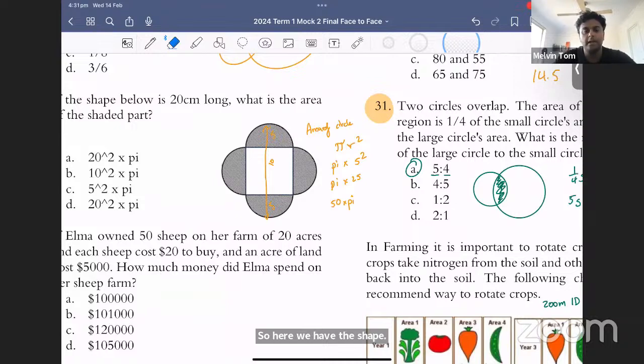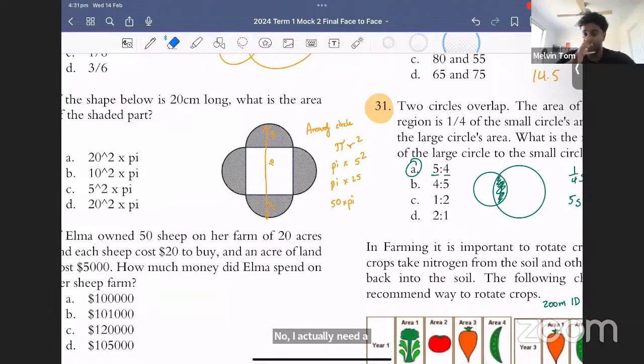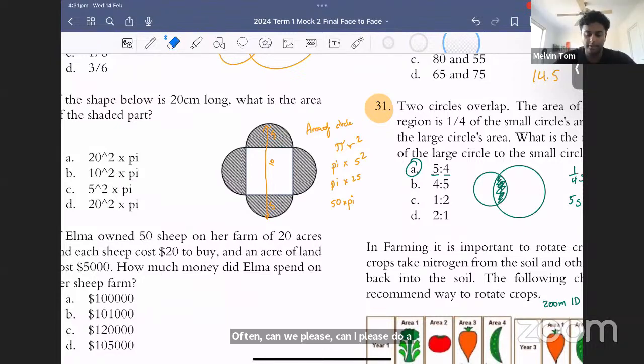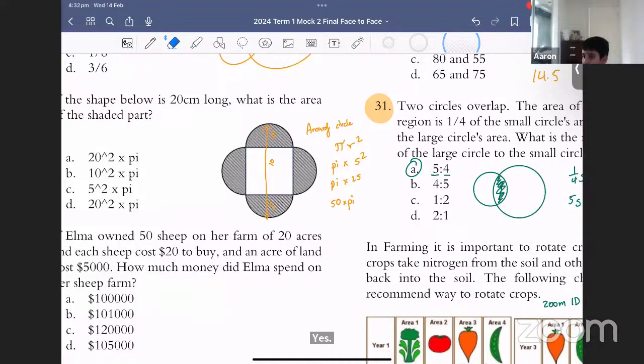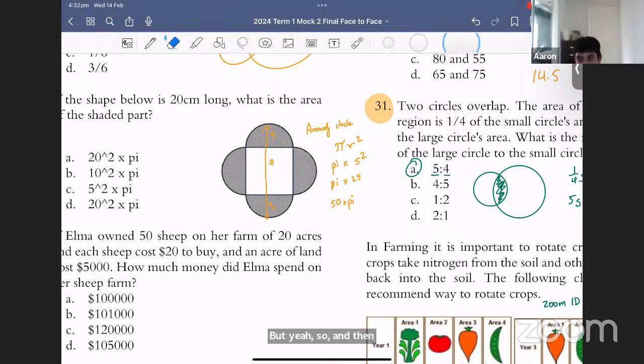Zainab and Aaron, did you guys put your hands up earlier and forgot to turn it down? No, I actually need... Yeah. Sorry. Okay. What's your question? After Naveen, can I please do question 22? As in, you want to go through it with us? Yes. I think, for abstract reasoning, not math. Yeah, if we have time towards the end, I think I can try to do something like that. But yeah, and then Arush, your question? Thank you. Question 15, abstract.